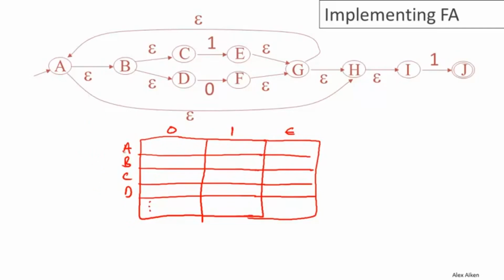And so in this case, on epsilon, A can go to B. So this would be the set of states B. And B can go to C or D. And C can only go to E on 1. All right, and D can go to F on an input of 0, and so on. We fill in the rest of the table. And this table is guaranteed to be relatively small because the number of states is limited by the number of states in the NFA and the size of the input alphabet.